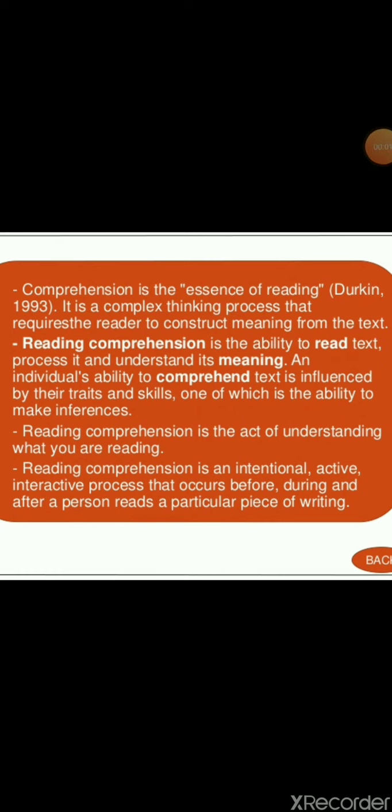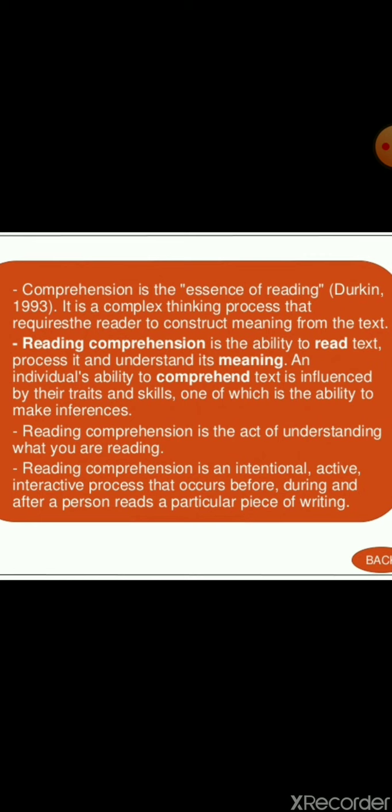Have you heard about Durkheim? Durkheim said in 1993 about comprehension, when it was followed in every examination pattern of language, every sort of language, whether we talk about Hindi, Marathi, Punjabi, you will see the text passage in every paper. It was followed in that, and he said it's an essence of reading. It is a complex thinking process that requires the reader to construct meaning from the text. It means you need to read the text, process it, take out the meaning in your hand, and then move on to the questions.